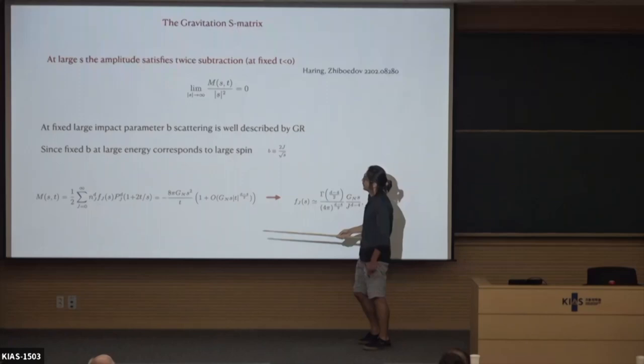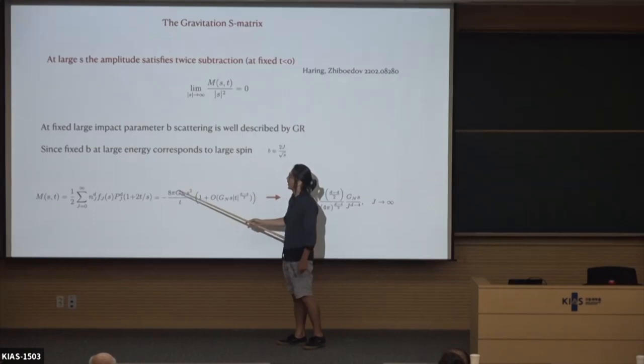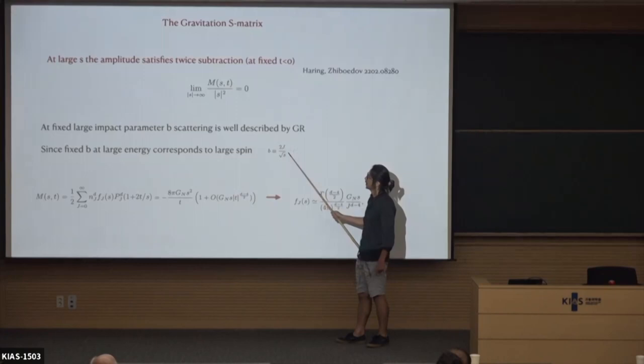And that means that you use this information, and you combine that with the fact that a large impact parameter at a high energy actually corresponds to large spin, because the relation between your spin, your center of mass energy, and impact parameter generally takes this form. So if you have some fixed B at large high energy, this means that you're looking at high spin.